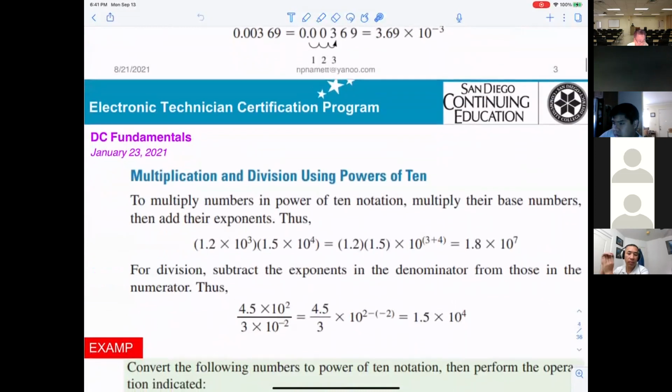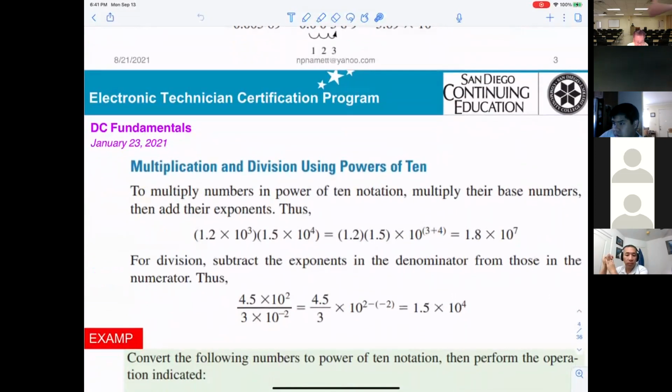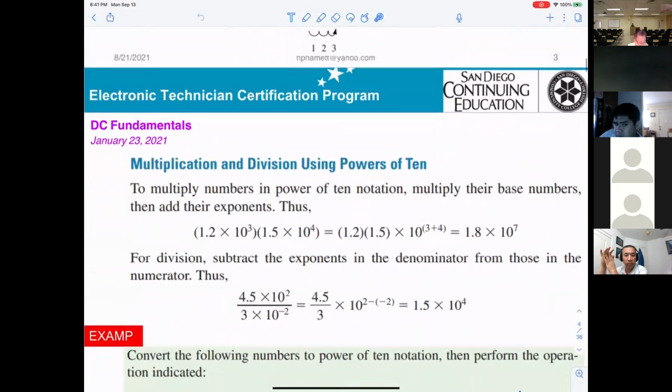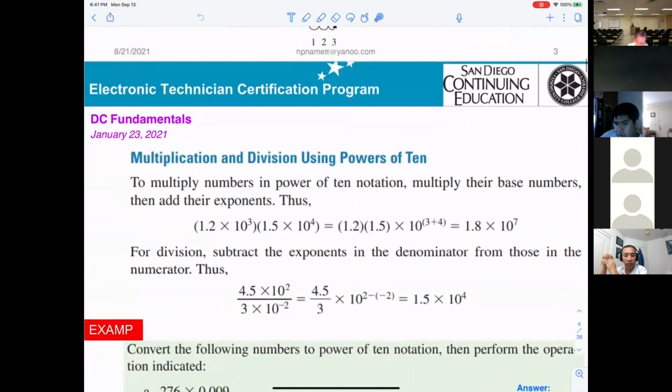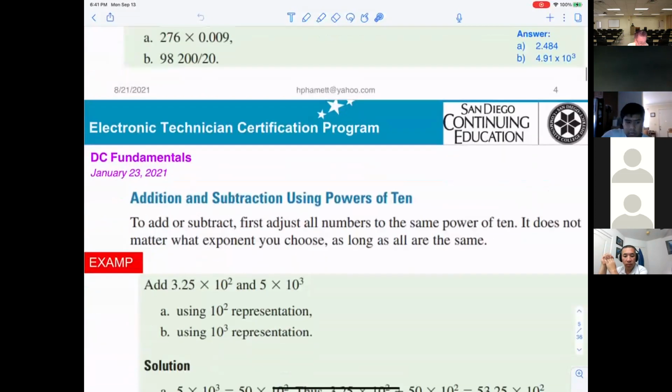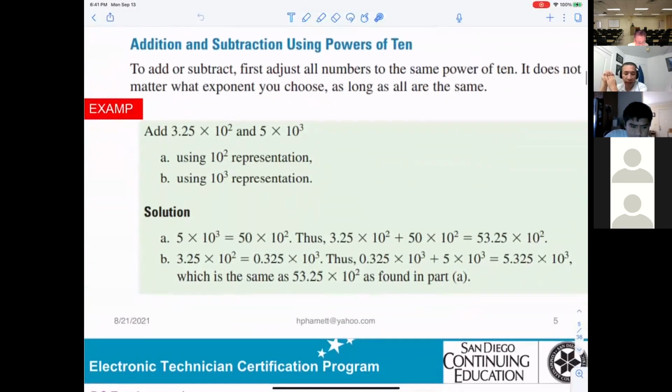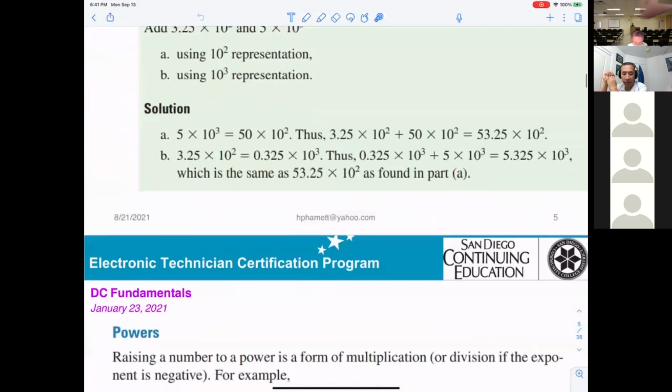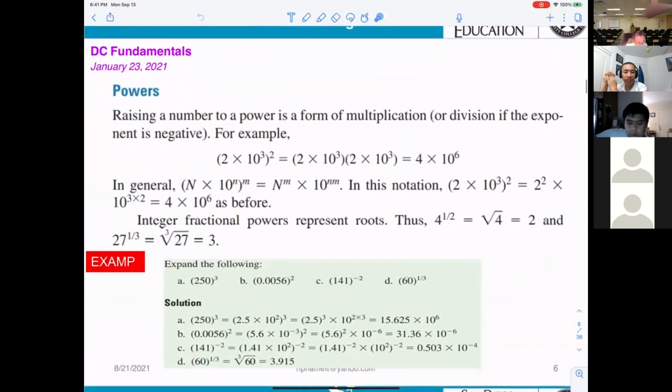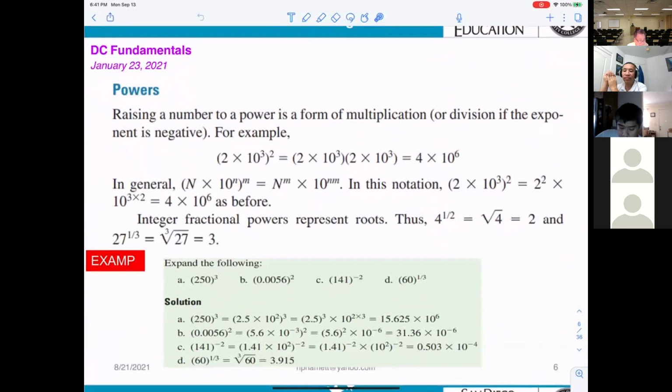Okay, now you're talking about which one? Example number 3, I mean letter C. Do you remember what slide number it was? Slide number 6, okay. Now, which one? Letter C.